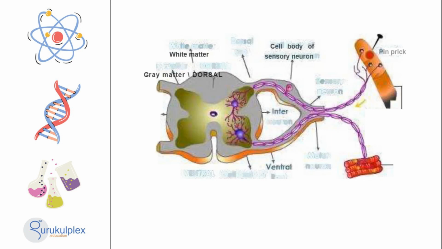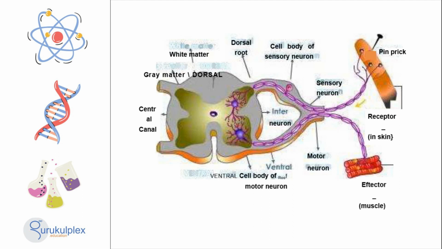Discussing the process of control and coordination, the pathway of a reflex arc begins with sensory neurons carrying information from a receptor to the cell body of a sensory neuron and through the dorsal root to the spinal cord. In the spinal cord, this information is relayed through gray matter to the cell body of a motor neuron, then through the ventral root to the effector like a muscle. This entire pathway makes up a reflex arc, which is necessary for a reflex action.